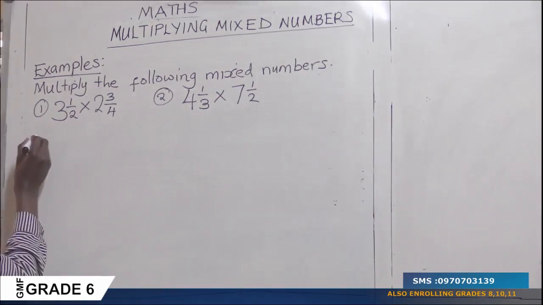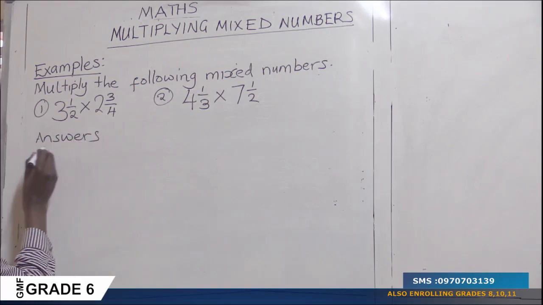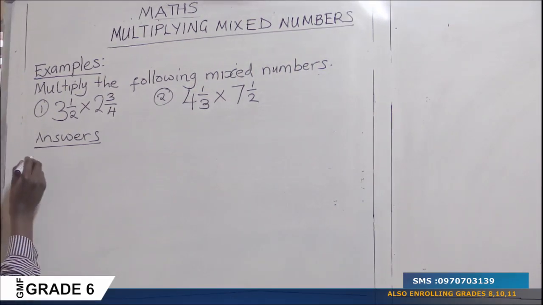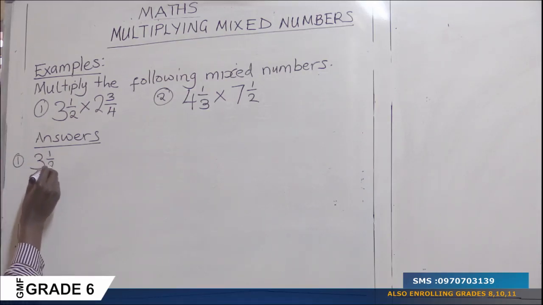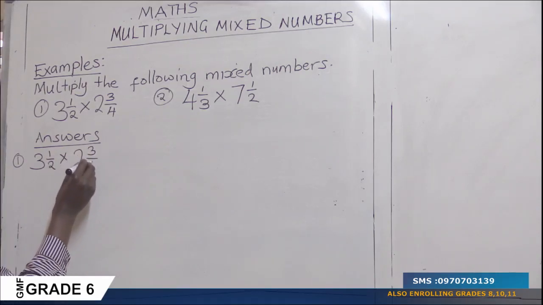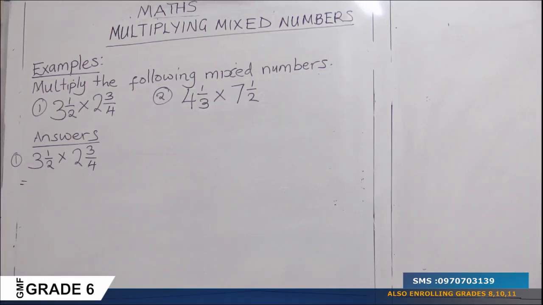So how do we find answers, boys and girls? All right, let's get the first question. Our first question says 3 1/2 times 2 3/4. So how do we multiply the mixed numbers?